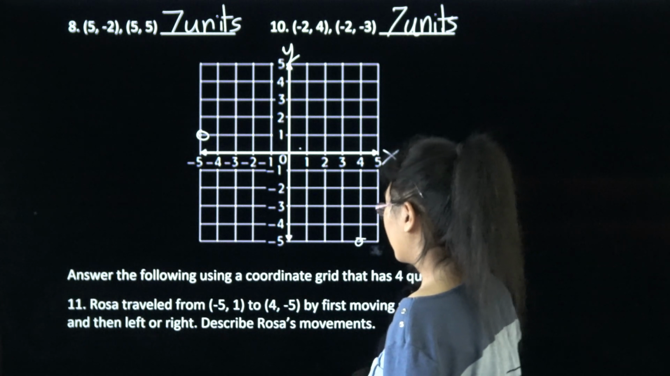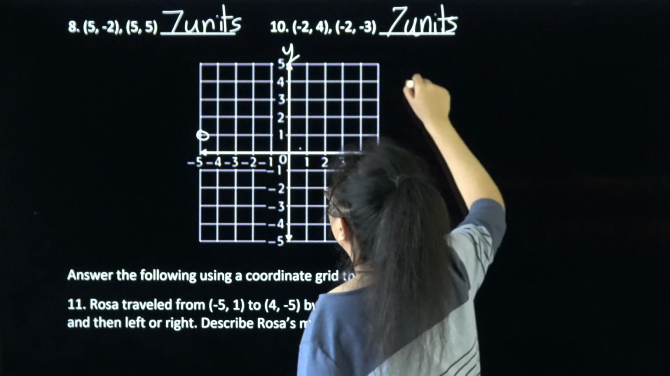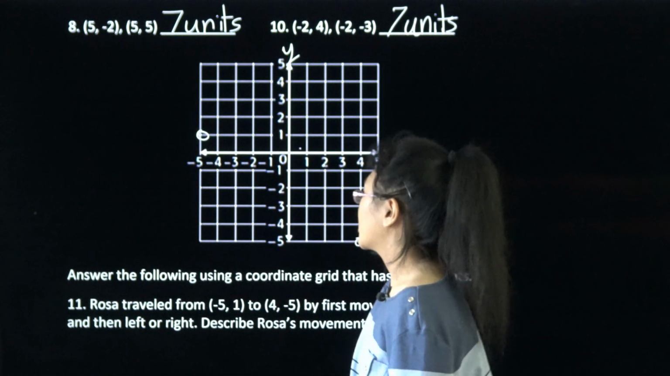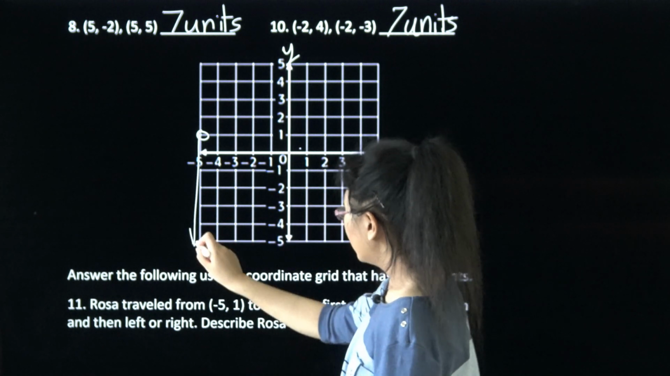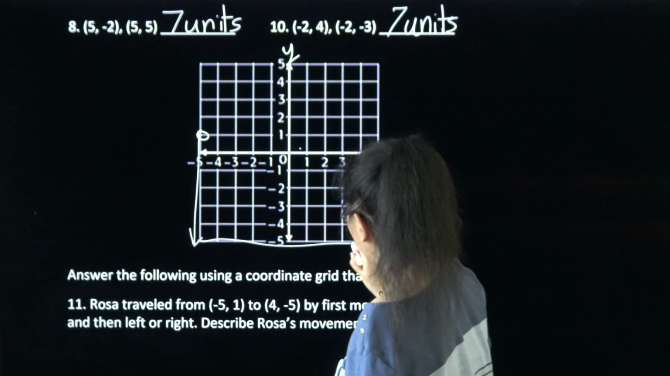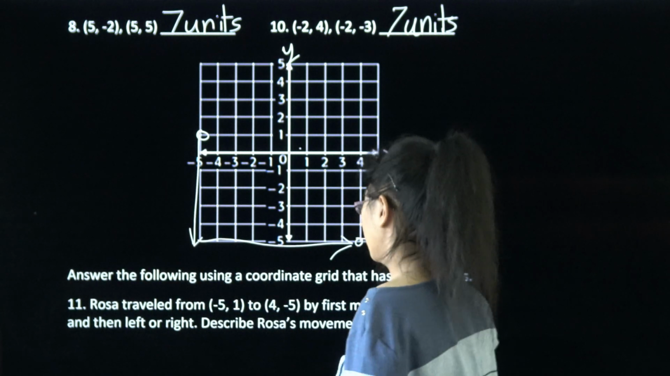Describe Rosa's movements. So she first moves up or down. She can't move up and then move anywhere because that's obviously not where she's going. So first she must move down. And then she moves right. Because if you move left, she's just getting further from her destination.